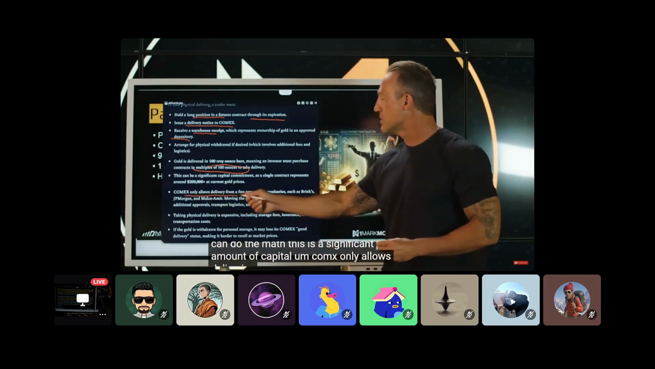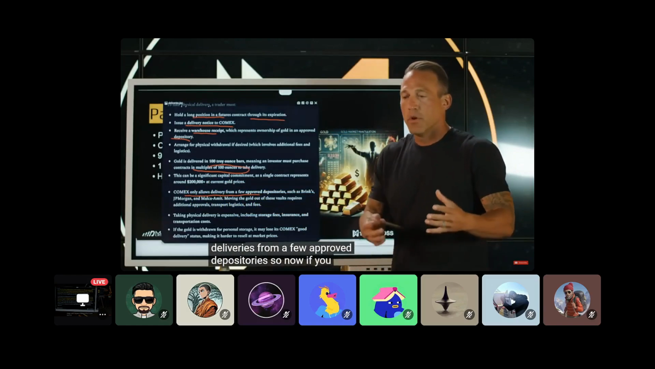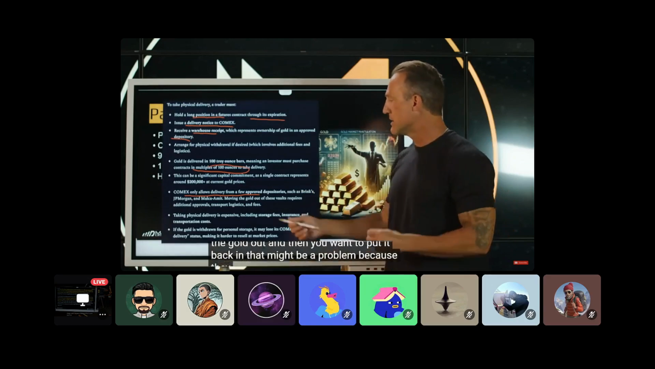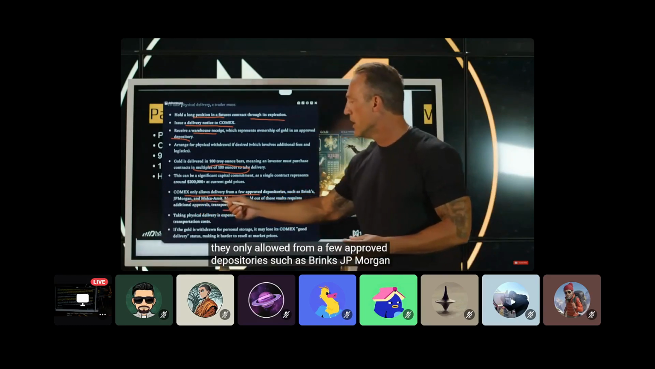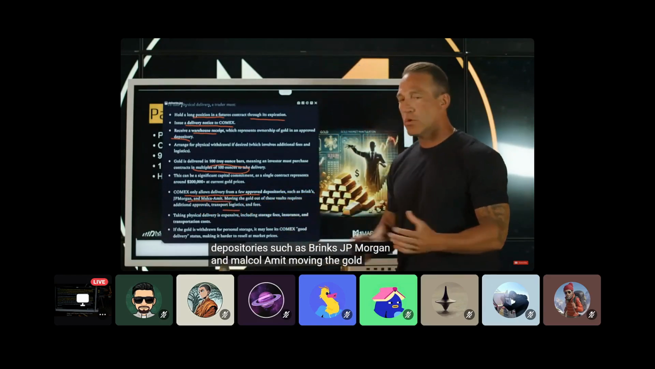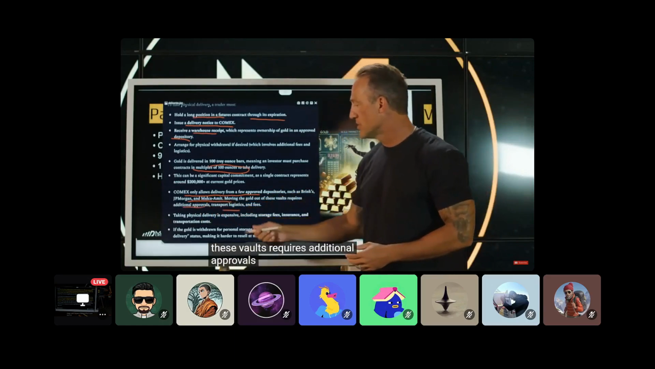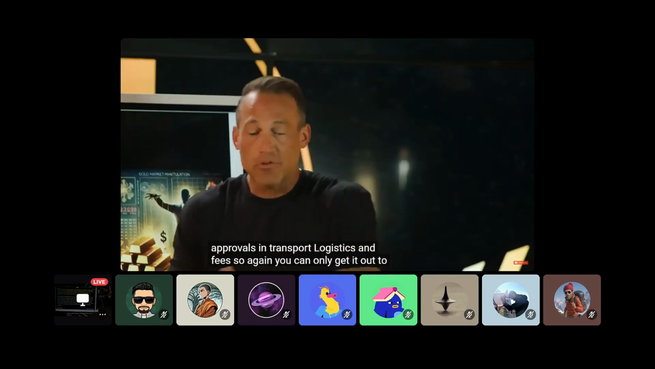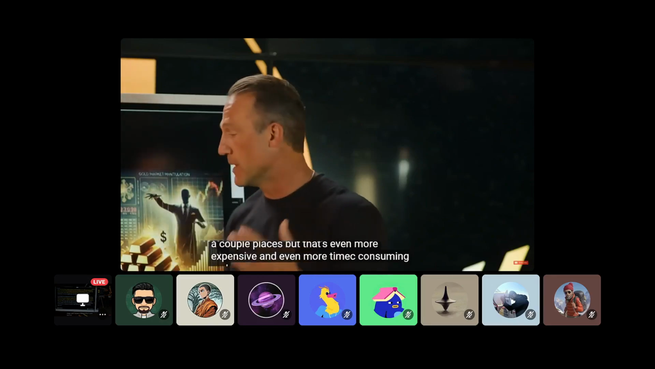COMEX only allows deliveries from a few approved depositories. So now, if you want to take the gold out and then you want to put it back in, that might be a problem because they only allow it from a few approved depositories, such as Brinks, JP Morgan, and Malca-Amit. Moving the gold out of these vaults requires additional approvals in transport, logistics, and fees. So again, you can only get it out to a couple places, but that's even more expensive and even more time consuming and so forth.